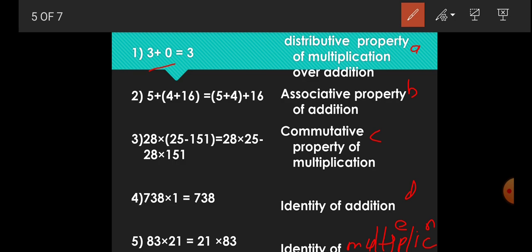5 plus, in bracket, 4 plus 16 equal to, we change the group, in bracket 5 plus 4, plus 16. Now here, grouping them means what? This is the associative property.